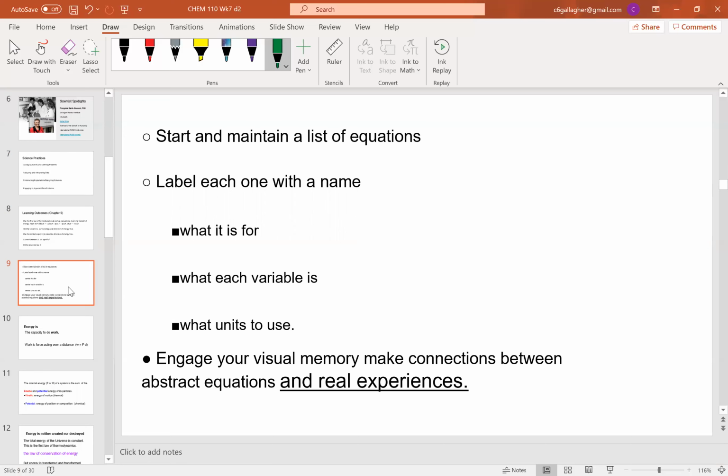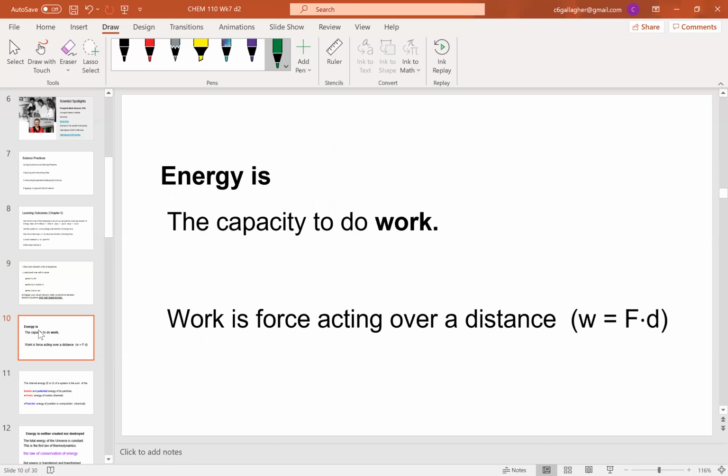So one of the things we can start to do now is really think about starting and maintaining a list of equations. We're going to make sure that we can label each equation for what we use it for, what variables are found within that equation, and what units we use. And we want to engage our visual memory to make connections between these abstract equations and real experiences. As much as possible, you want to connect things that are known in your knowledge and memory framework to these new and abstract concepts.